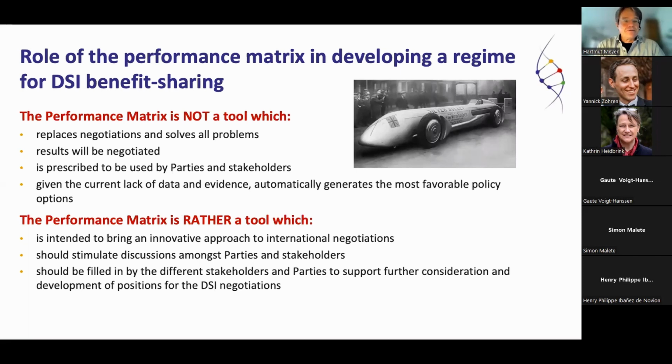Let me just conclude with my personal remarks: I don't think that the performance matrix is a tool that will replace negotiation and solve all problems. I think that is not the nature of this matrix. Any results which come out from filling it in will not be negotiated in the end. The matrix is also not prescribed to be used by parties and stakeholders. If you read the resolution of Geneva, there's no language on that. And given the current lack of data and evidence, it will not automatically generate any most favorable policy options.